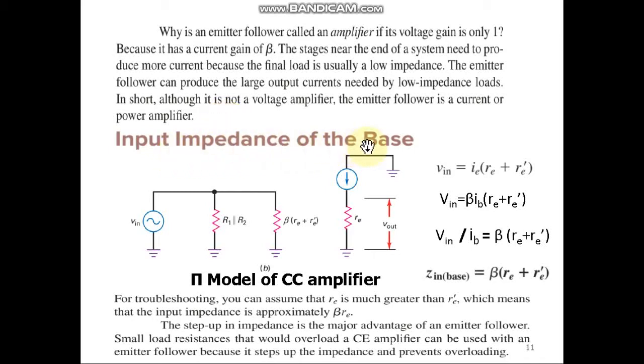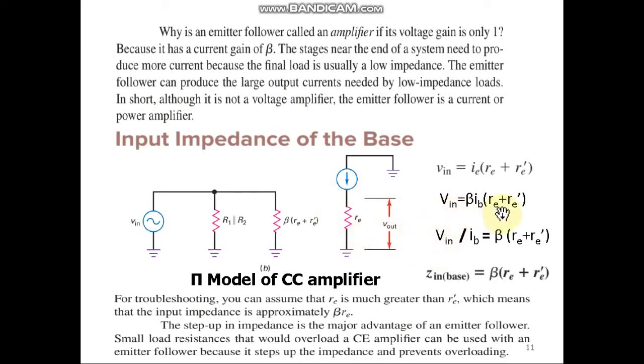Input impedance of the base. So refer to this pi model of the CC amplifier. Looking at this, what will be the value of V input? Whatever current flows through this, multiplied by this resistance, that is IE into (RE plus re dash), will be your V input. So your V input is beta IB times (RE plus re dash), because your IE is represented as beta IB. And your V out is taken from here. So your V out will be IE into RE.